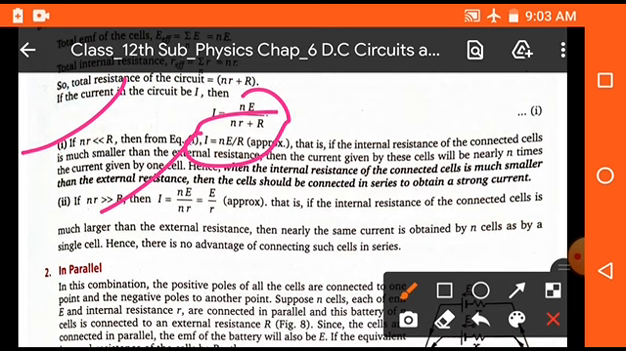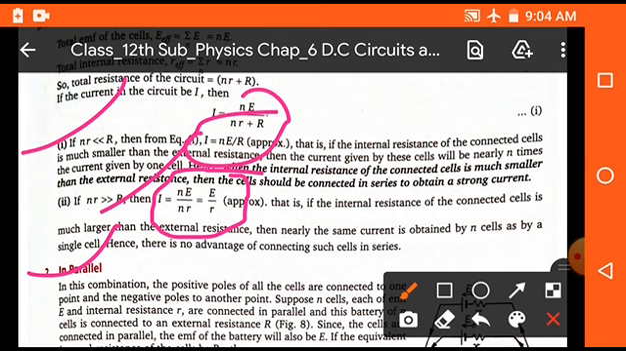Now the second condition is when nr is greater than capital R, then we can neglect capital R in comparison with small nr. So we get I is equal to E upon r. That means in this case we get the current which is flowing through one internal resistance. So these are the conditions of combination of cells in the series combination.